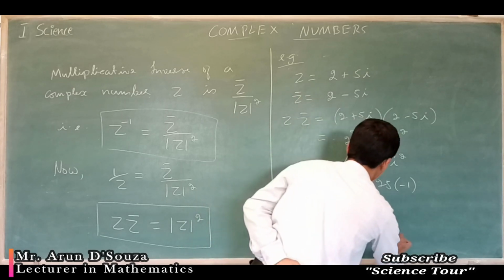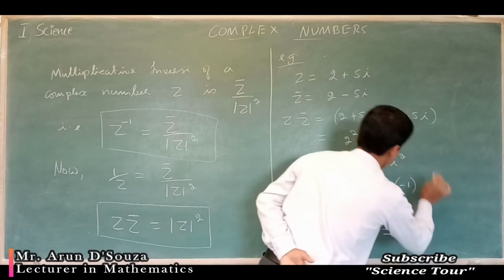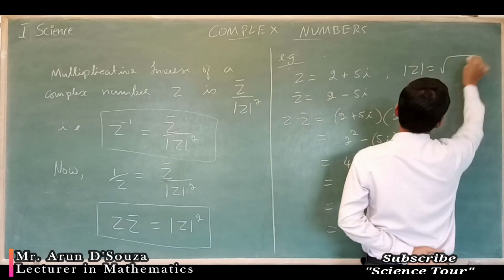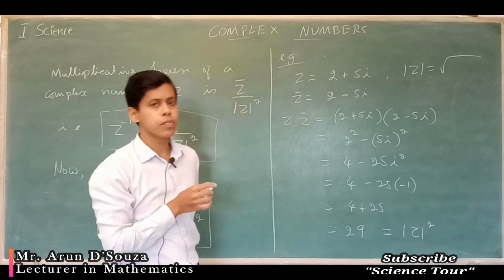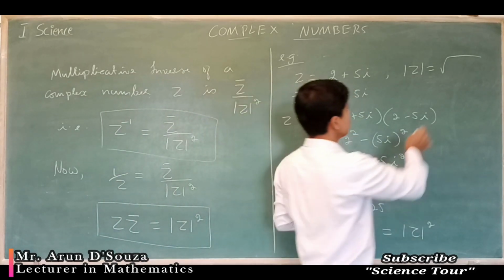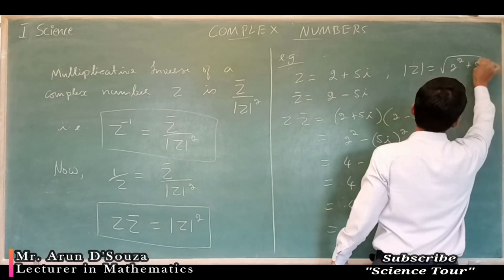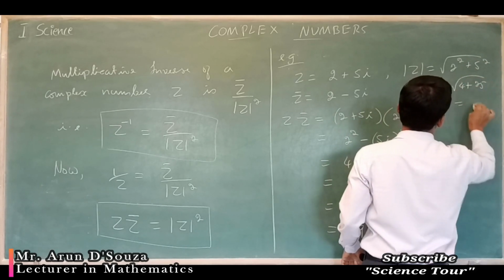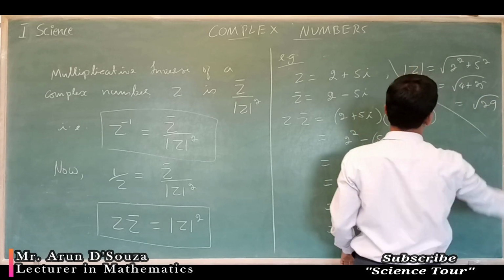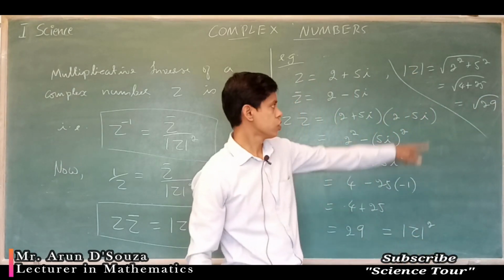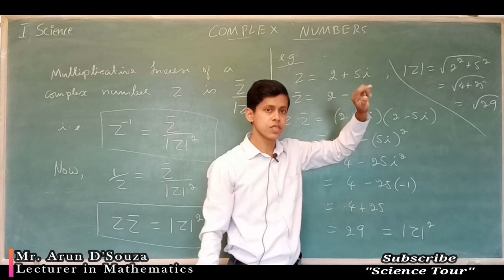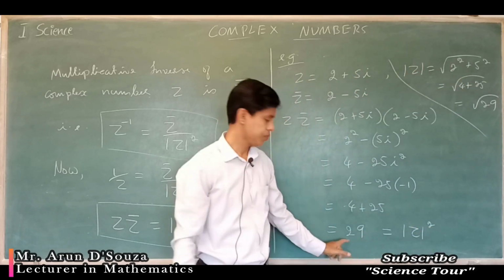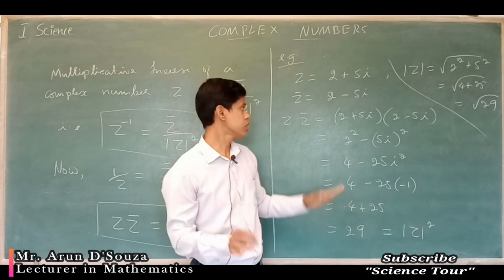Alright. So is it equal to modulus of z square? Yes, because modulus of z is square root of a square plus b square. So what is a square? 2 square plus b square. So that is 4 plus 25 and that is square root of 29. Right? So square root of 29, that is modulus of z. So modulus of z square is 29. So I hope you understood this formula.